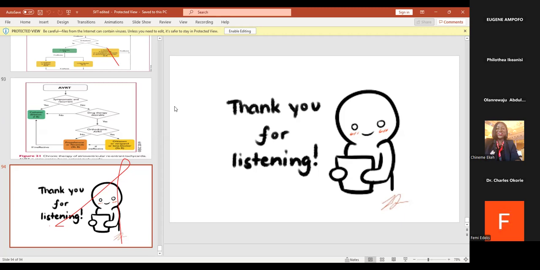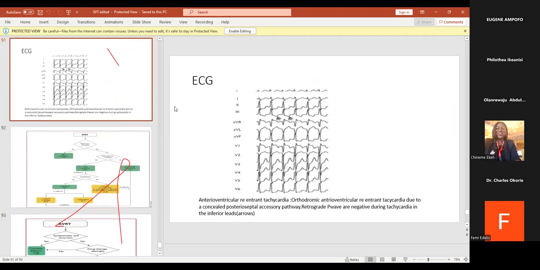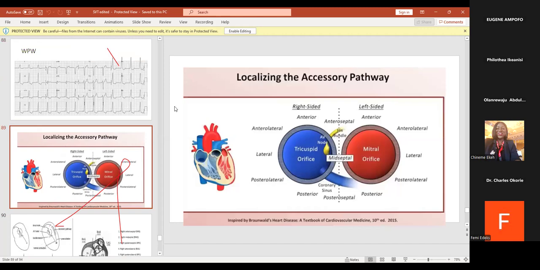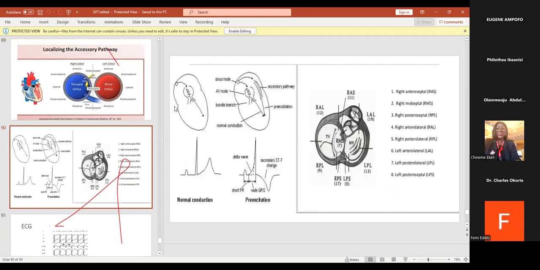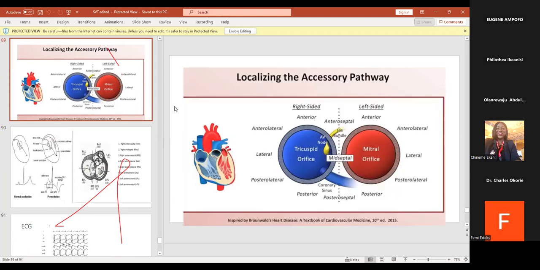Is it left anterolateral, anteroseptal, posteroseptal? You can further localize it from the ECG to know exactly where that tract is and target it during EPS to check if that tract is actually there and ablate. So it can help you when you're ablating to know where to go to check for the tract. Unlike if you don't differentiate between A and B.